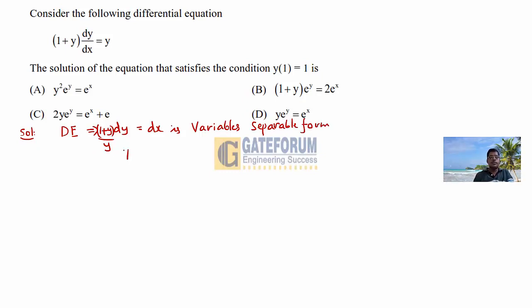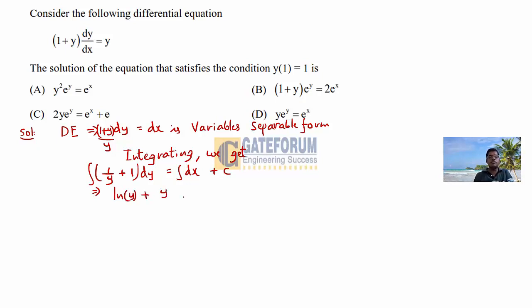So after that, integrating both sides, we get 1 upon y plus 1, both terms integrating with respect to y, integral dx, and then adding an arbitrary constant, or constant of integration. 1 by y with respect to y, integration is log y, natural logarithm. 1 integration with respect to y is y. Integral dx is x plus c. Let us say equation 1.